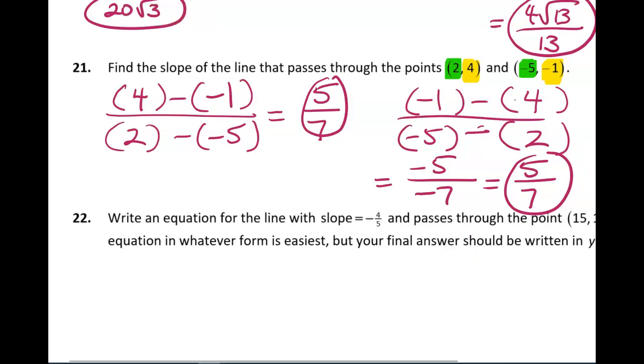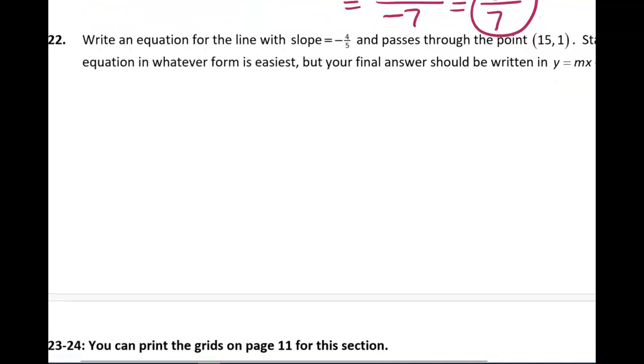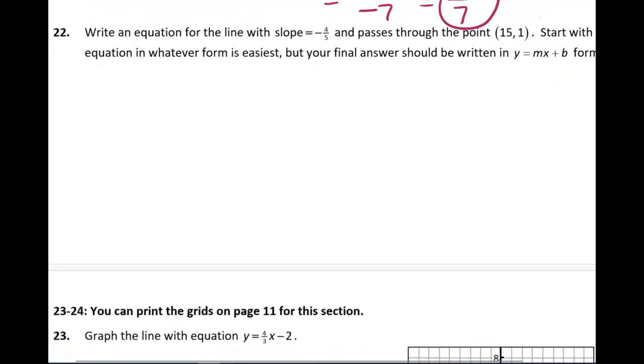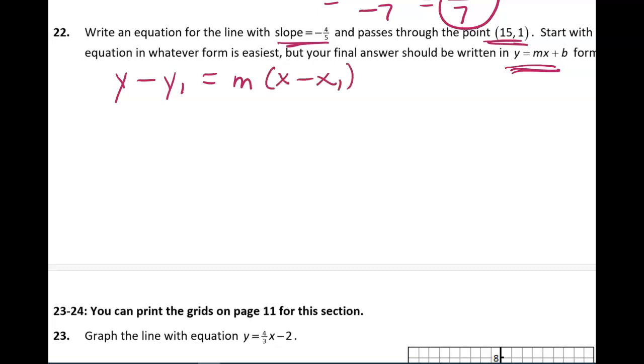All right, let's move on to number 22. We want to write the equation of a line, and there's a hint here. It's going to look like y equals mx plus b when we're done. But since we have a point and we have the slope, we're going to use that point-slope form: y minus y1 equals m times x minus x1.